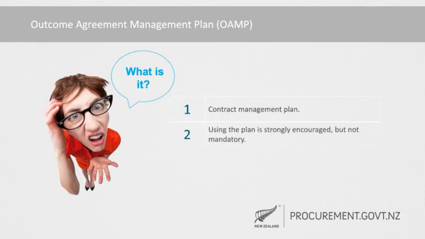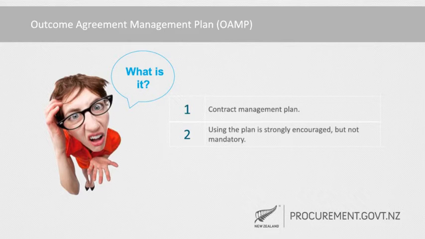Using the Outcome Agreement Management Plan is optional. Agencies don't have to use it, but it's strongly encouraged, especially for large or complex outcome agreements. Having an outcome agreement management plan is good practice because it helps both parties understand their obligations and helps them be clear about how they will work together and solve any problems that might arise.